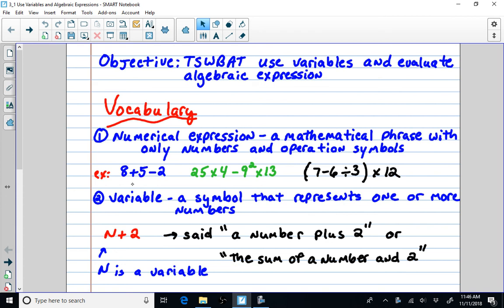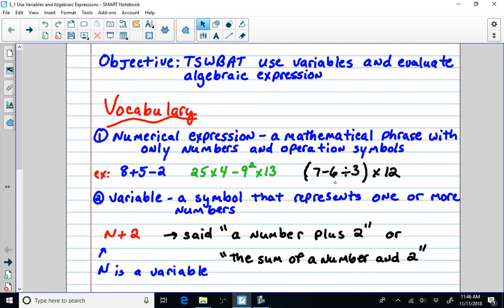Some examples of numerical expressions would be 8 + 5 - 2. Notice that there are no variables, just numbers and operation symbols. 25 × 4 - 9² × 3. That's a second example of a numerical expression. Notice just numbers and operation symbols, no variables, right? No letters that represent numbers.